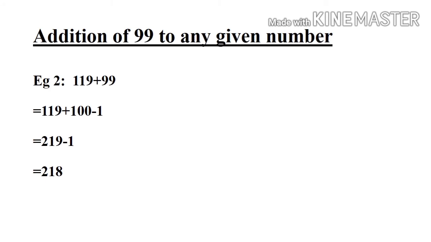We are just using pattern observation here. 119 plus 99 is the question. We split 99 and write it as 100 minus 1. So 119 plus 100 is 219. Then 219 minus 1 is 218. So this is a pattern observation. We have seen two: addition of 9 as well as 99 to any given number. This is an easy calculation, and you can easily do it in your mind. This type of question you can see in puzzles, quizzes and competitive exams.